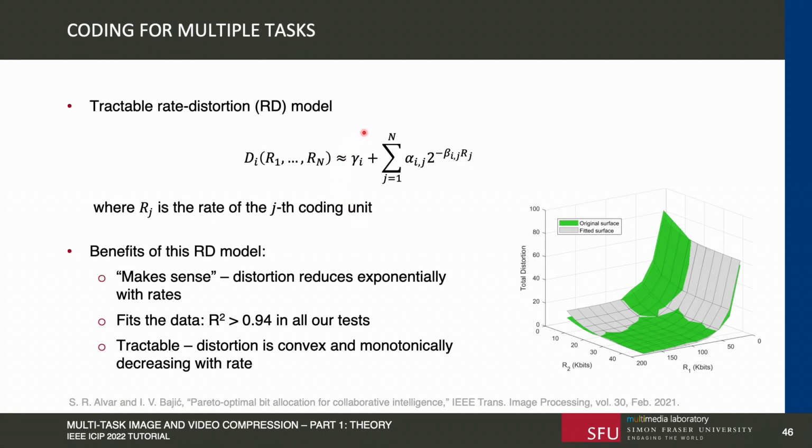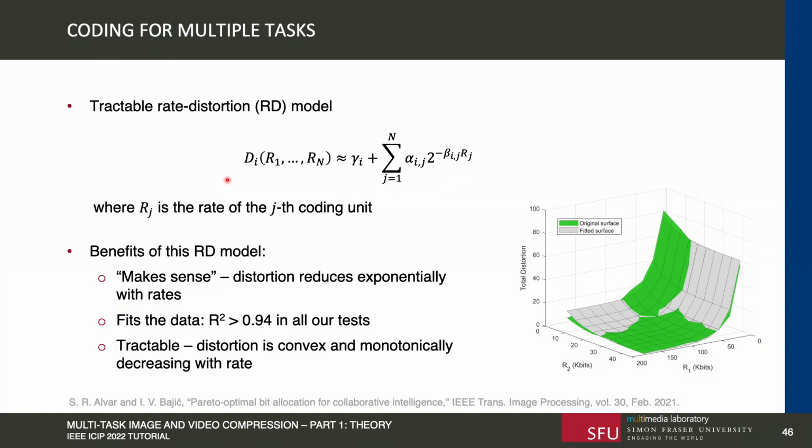And we can express that as the following sum here. So it's a sum over all the rates of a certain exponentially decaying function of a rate plus some offset. So why this particular model? Why would this be a good model to model our distortions?